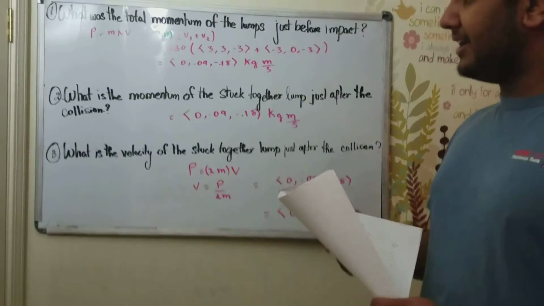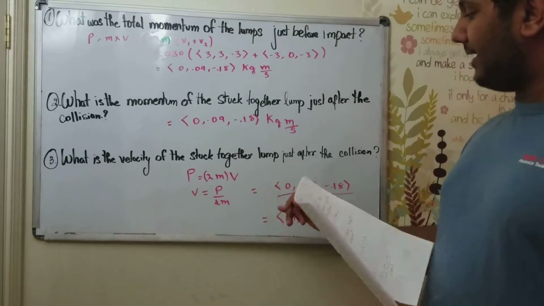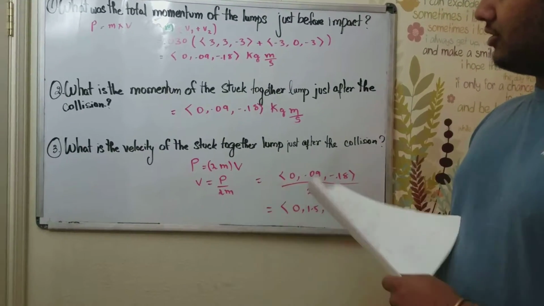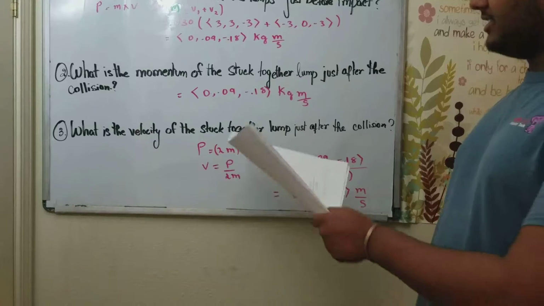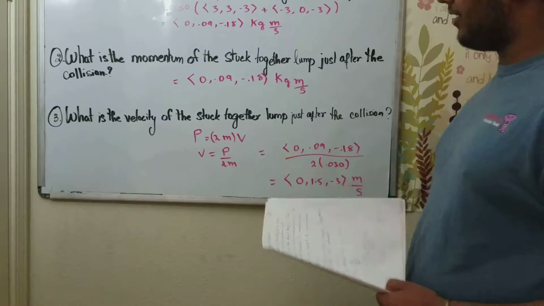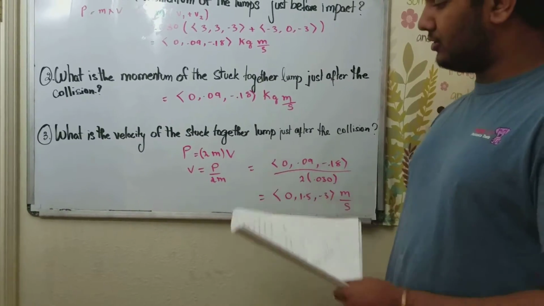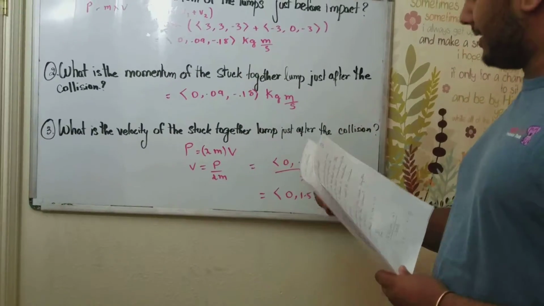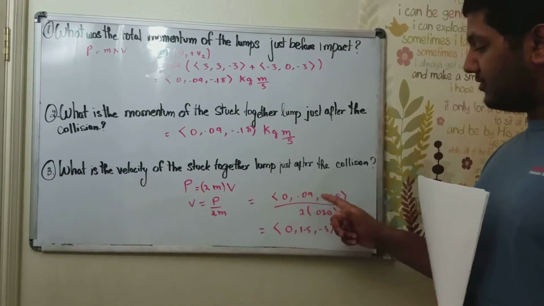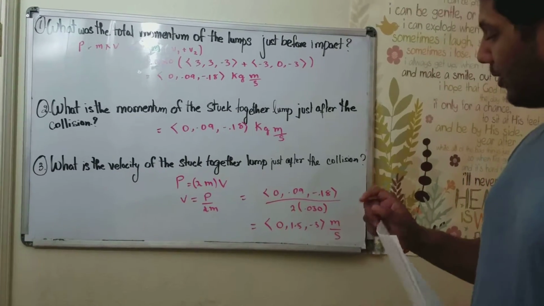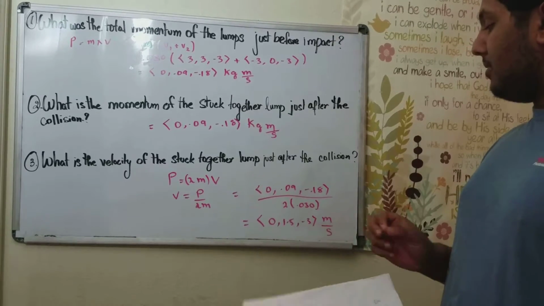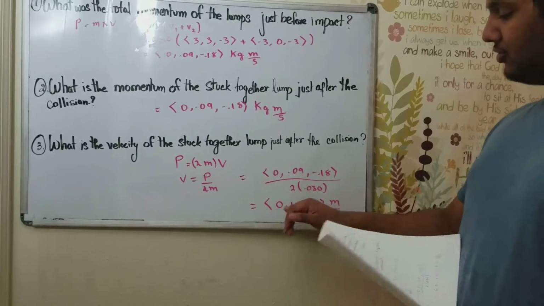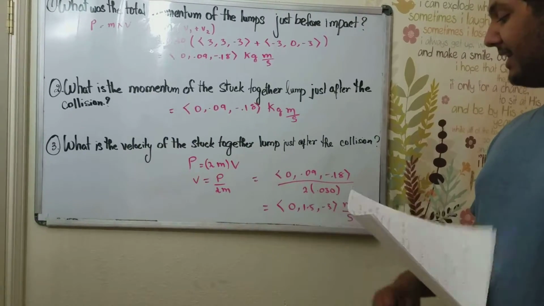The third question is: what is the velocity of the stuck together lump just after the collision? For that, I use the formula momentum is equal to 2mv. Since we need velocity, I divide by 2m. So velocity is equal to momentum divided by 2m. For the momentum, I just took it from before, which is (0, 0.09, -0.18), divided by 2 times 0.030, which is the mass. When I did all that, I have the value (0, 1.5, -3) meters per second.